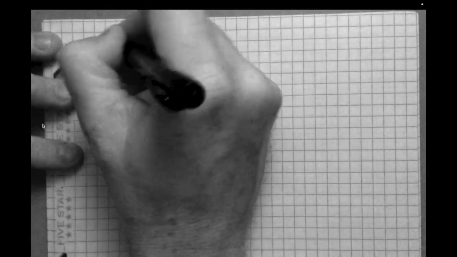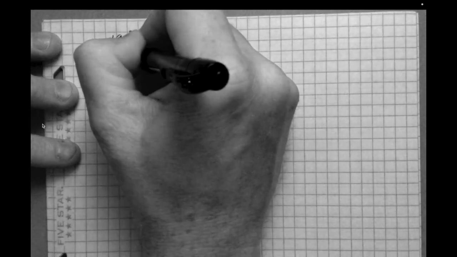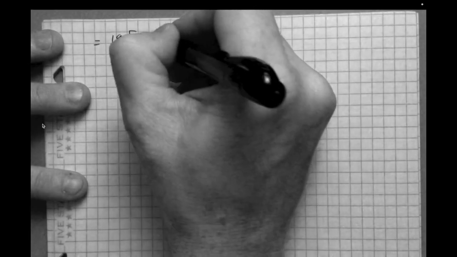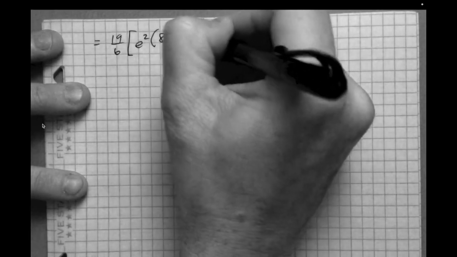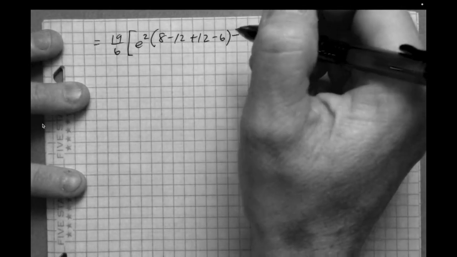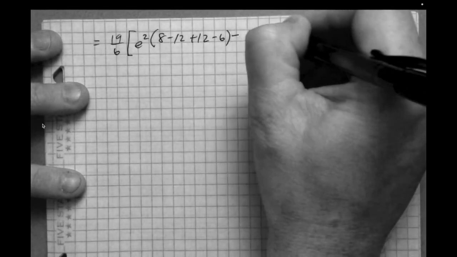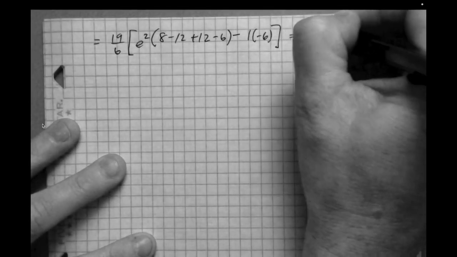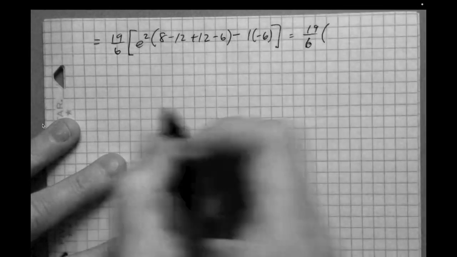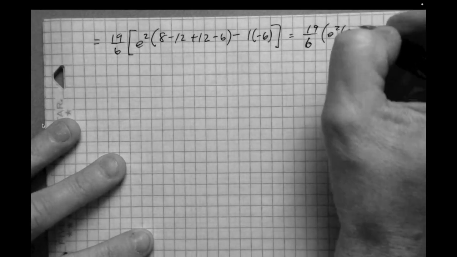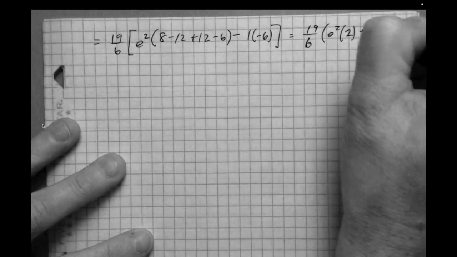We get 19 over 6, and then it's what? E squared times 8 minus 12 plus 12 minus 6, minus 1 times negative 6. Okay. And what is all that worth? Well, you got 19 over 6 e squared, and this is just 2. So it'd be 2 and then plus 6.